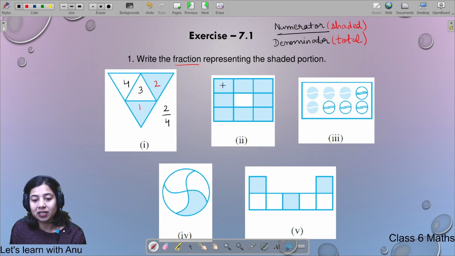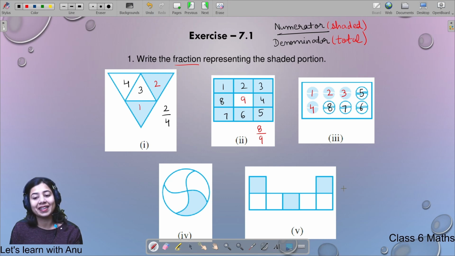Moving to second part, 1, 2, 3, 4, 5, 6, 7, 8. 8 are shaded and total parts are 9. So fraction becomes shaded 8, total 9. So it's 8 by 9. Moving to third part, shaded are 1, 2, 3 and 4. Total parts are 5, 6, 7 and 8.